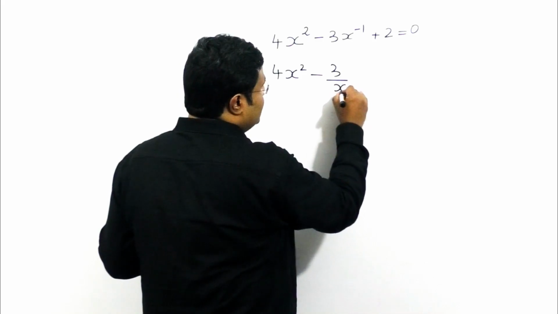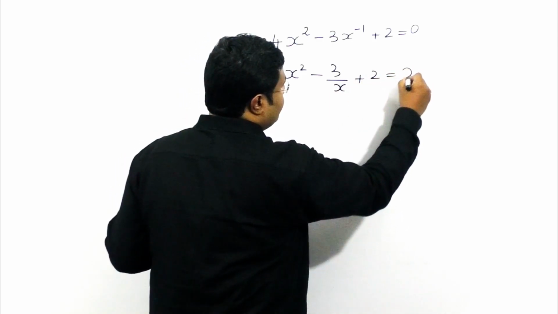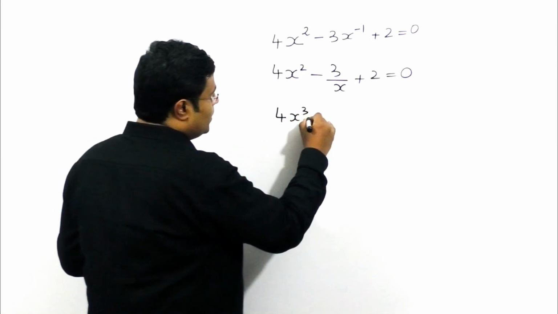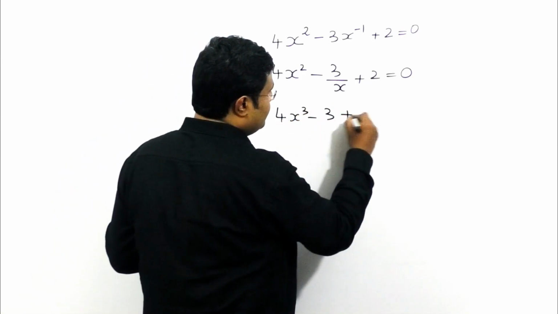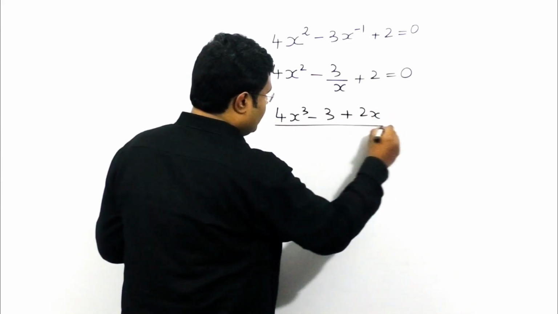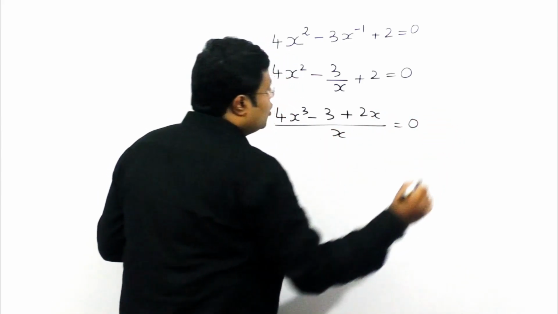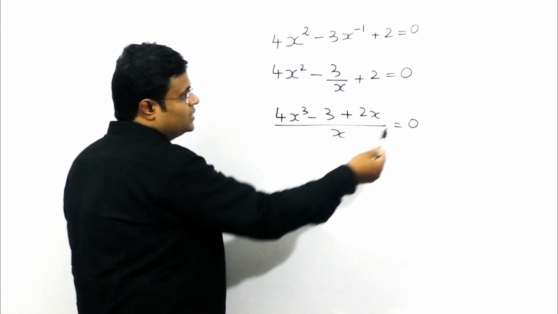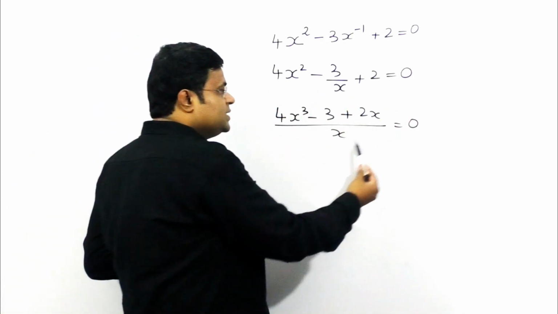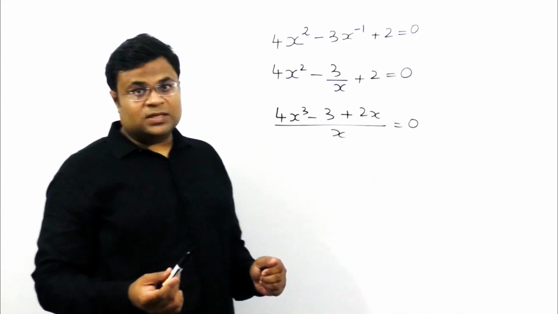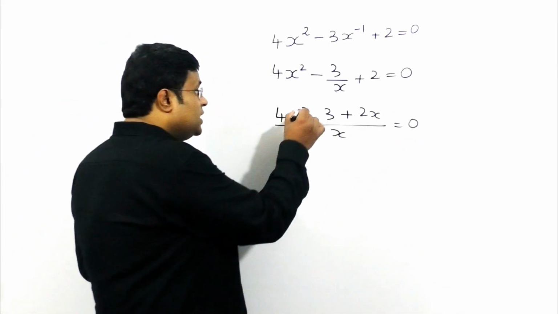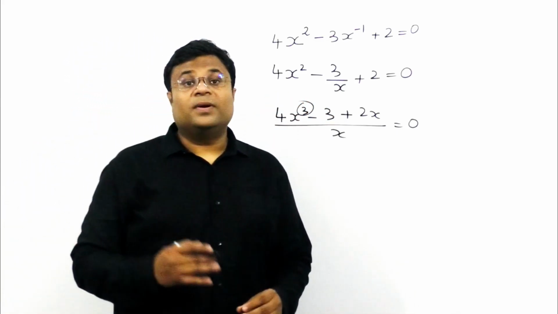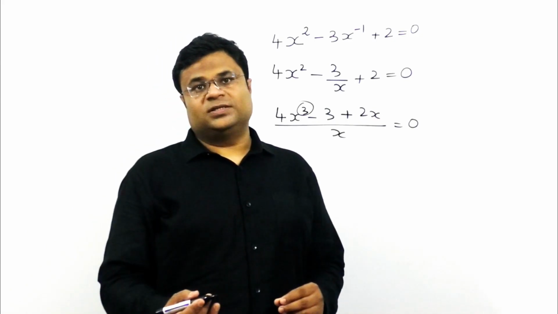2 to the power minus 1 comes to the denominator, and here you have... once you take the LCM, we have 4x³ − 3 + 2x = 0. Obviously this x goes to that side and it becomes 0. But here you see the power has been raised. Now it is no longer a quadratic, but a cubic expression. Alright?